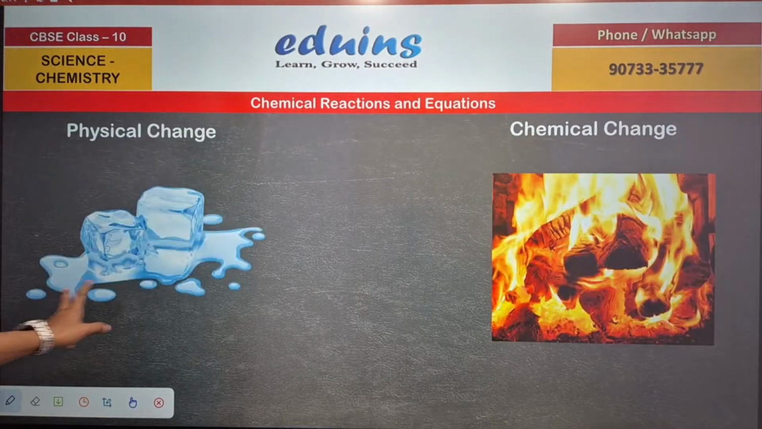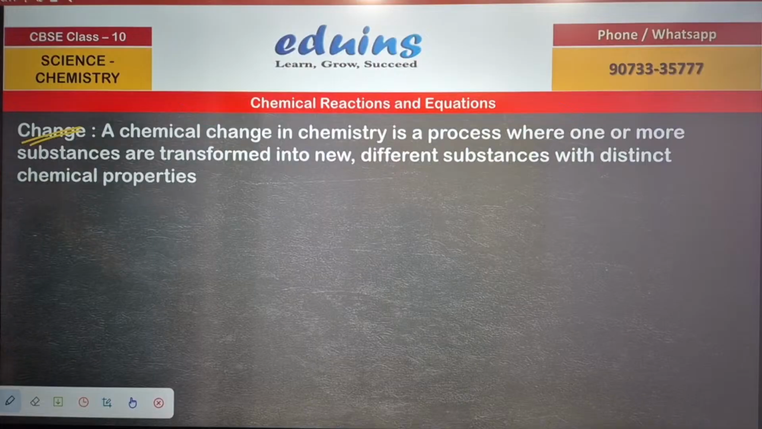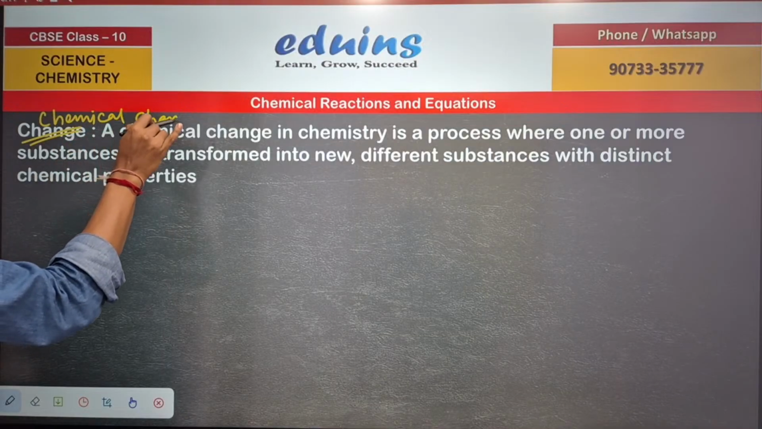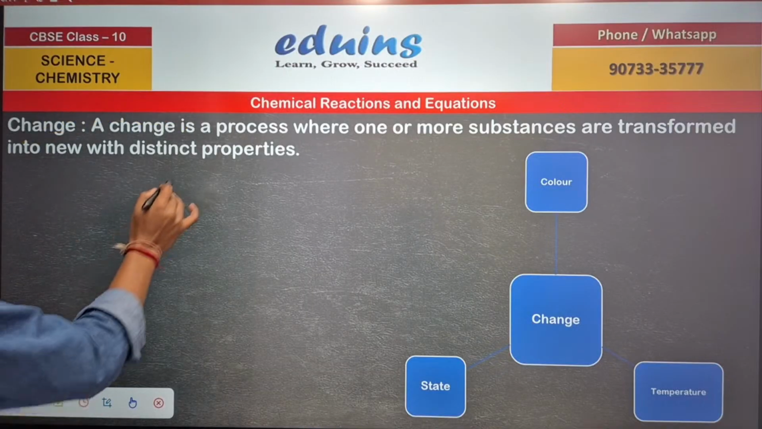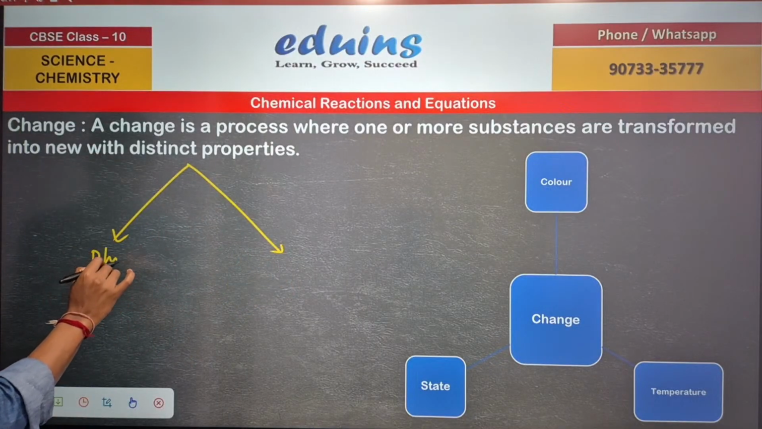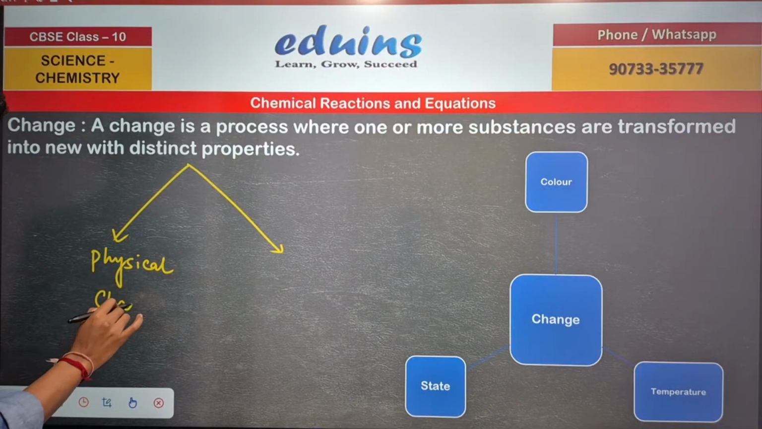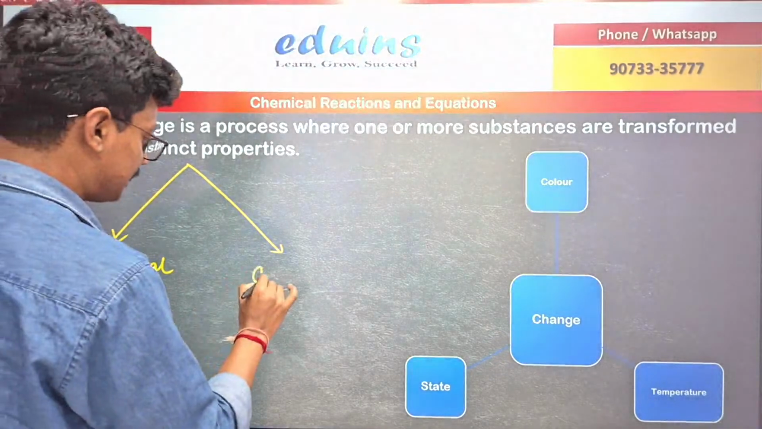What are they? Based on these criteria, the change is categorized into two types. One of them is physical change, and another one is chemical change.